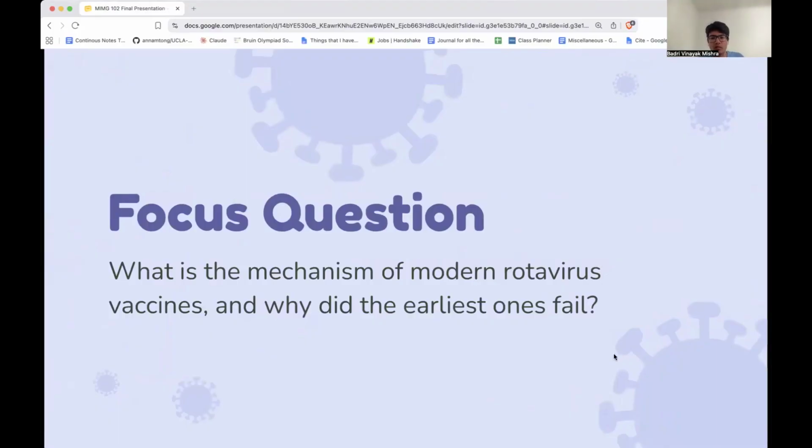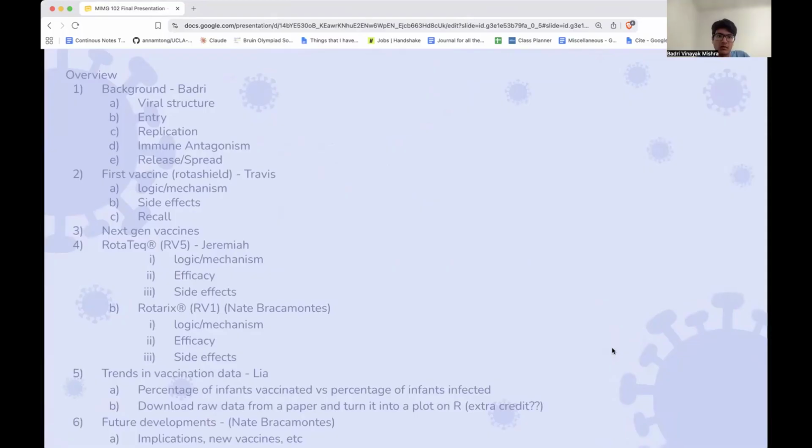Our focus question is: why did the mechanism of the first rotavirus vaccine research fail, and what is the modern mechanism? This is a background slide.